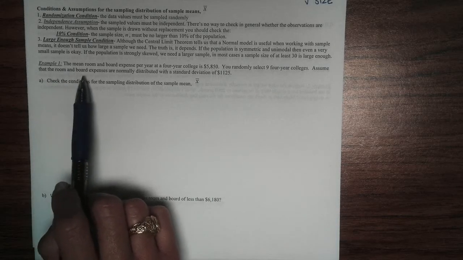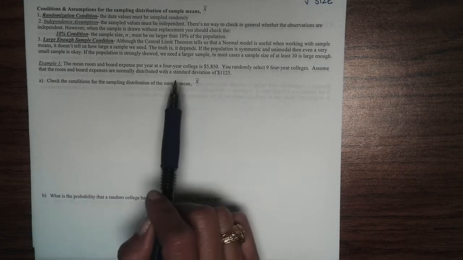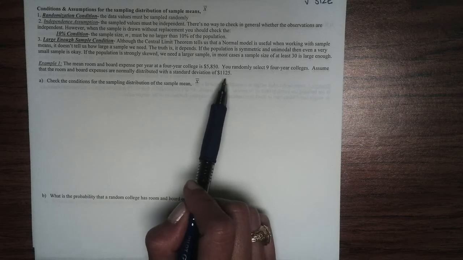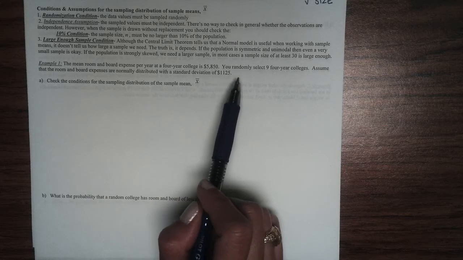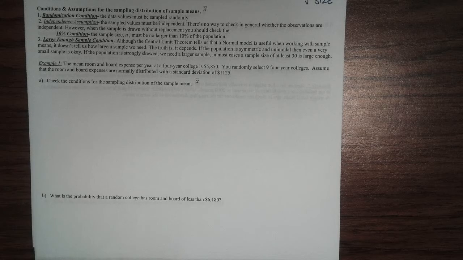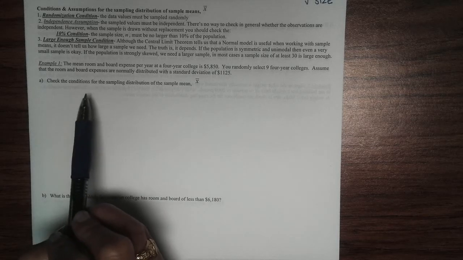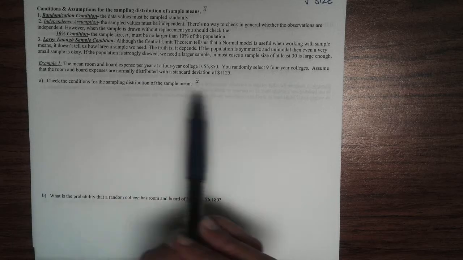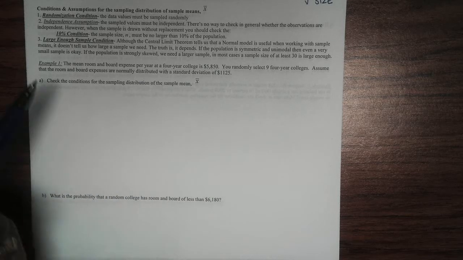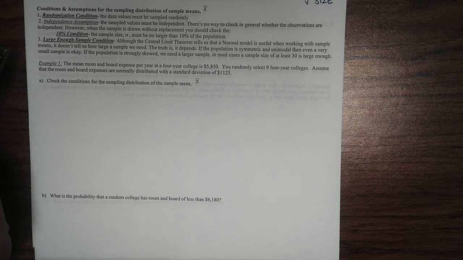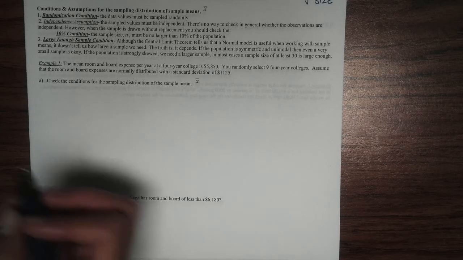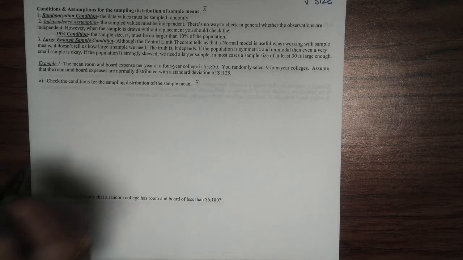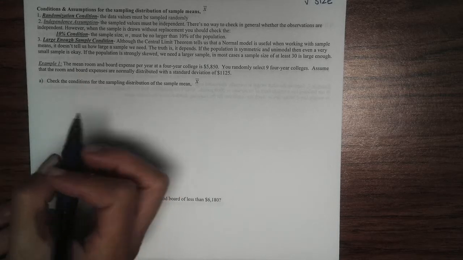Assuming that the room and board expenses are normally distributed with the standard deviation of $1,125. So letter A, I want you to check the conditions for the sampling distributions of the mean of these colleges. So we're going to have to do these three conditions that I told you up here. On the first quiz, you will have to just type it up on the online free response text box. So just type it up.